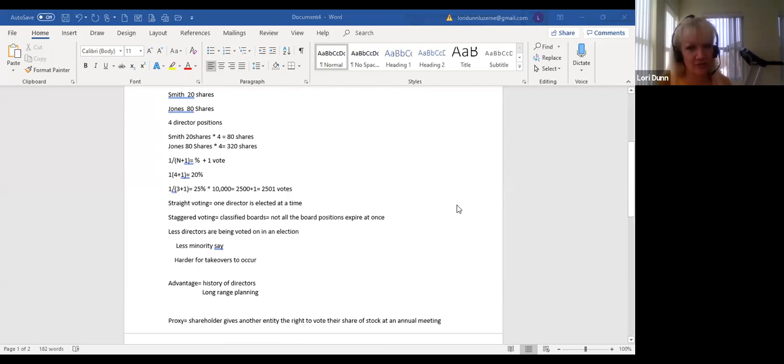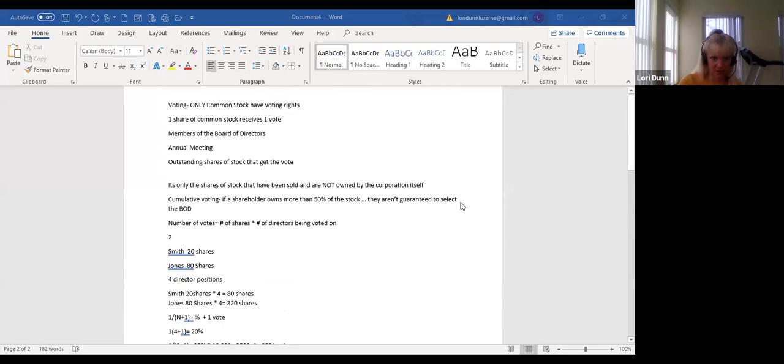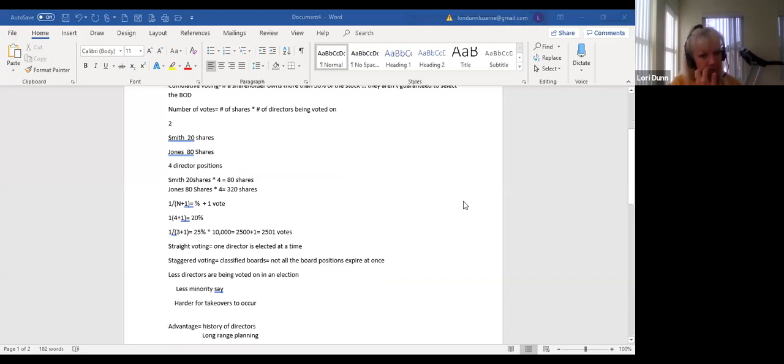So all the stuff I was just talking about with cumulative voting is up above here, but I saw you were probably following along in the book with what we were talking about, but I do have notes. I'll make them available.